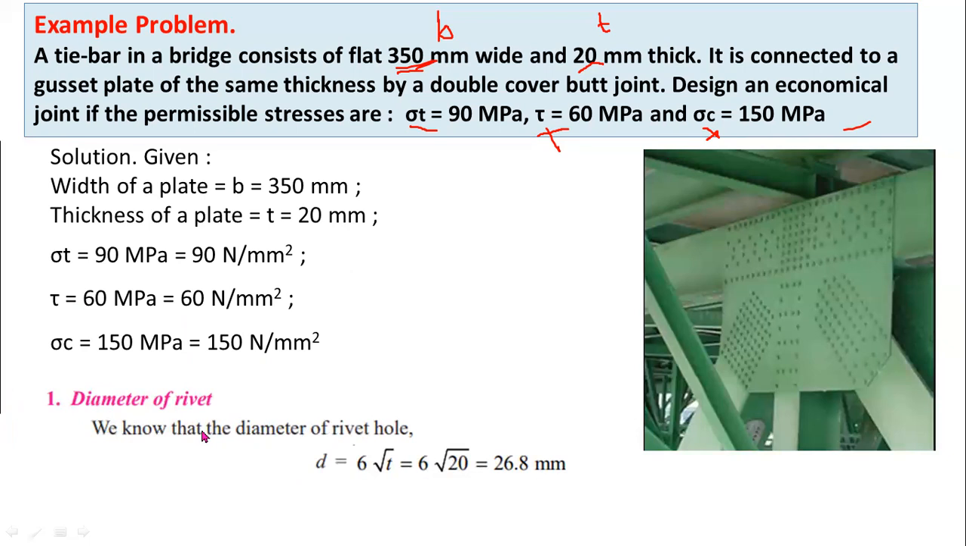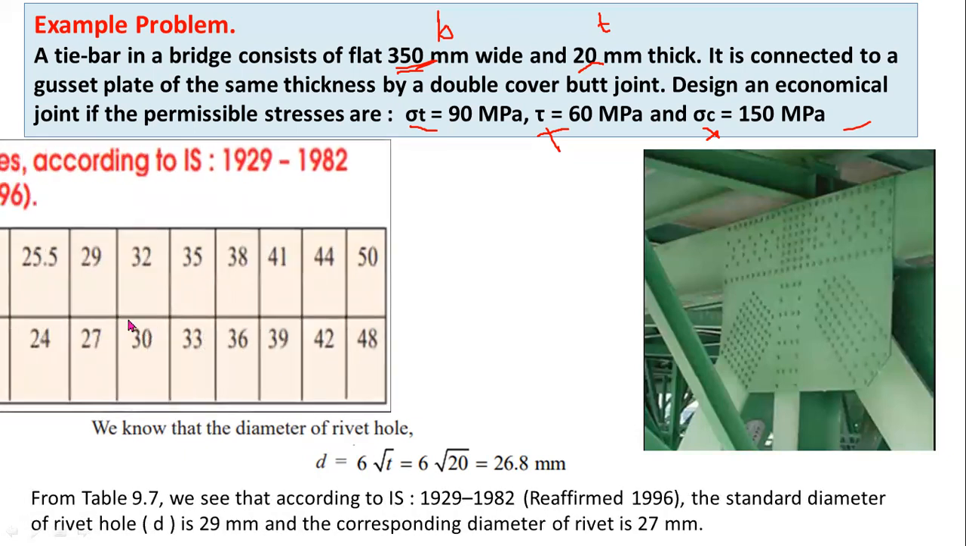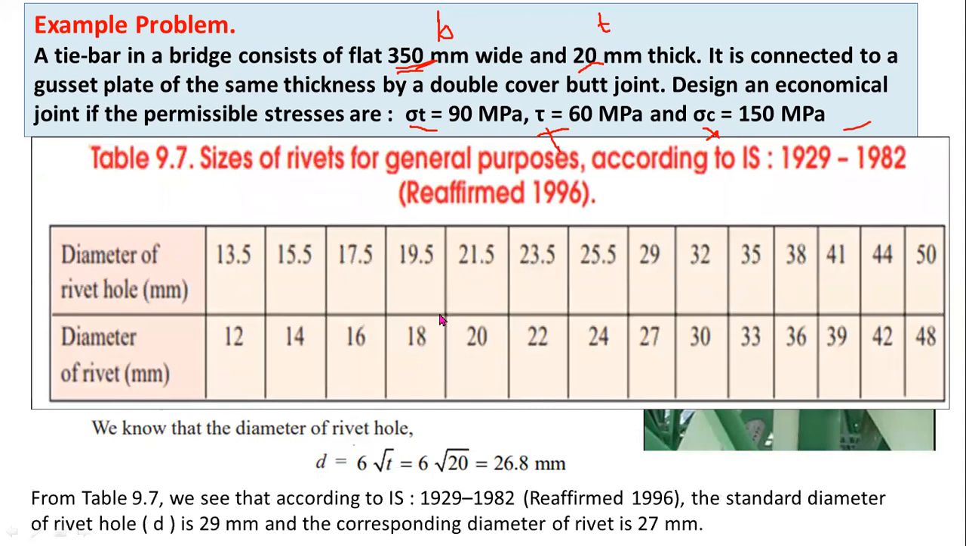In the first step, you have to determine a suitable diameter of a rivet. This is the formula for the diameter of a rivet, d equal to 6 root t. Here small t is the thickness of the plate, that is 20 mm. So the diameter of the rivet d equal to 26.8 mm is the required diameter of a rivet hole. But you have to select a standard size from this table.